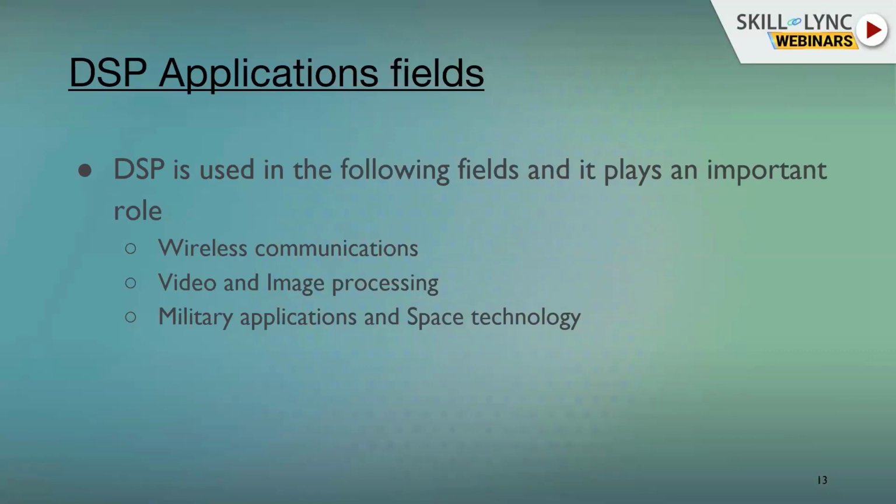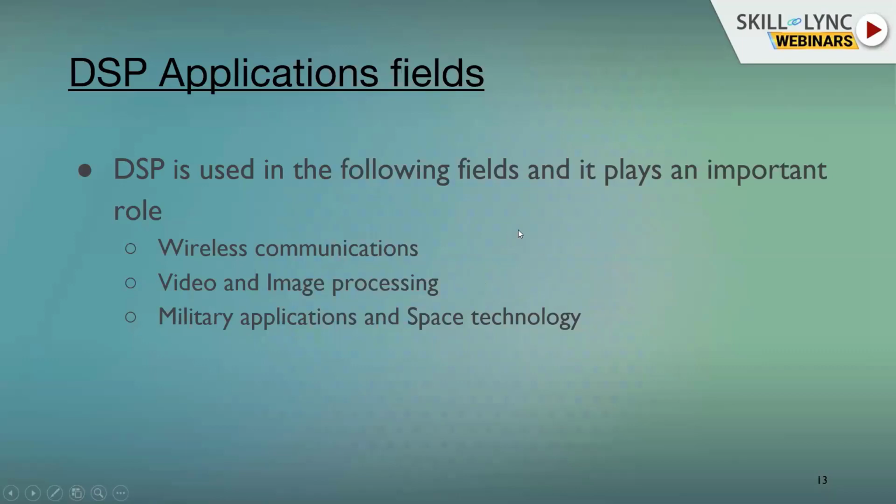Now, DSP application fields. Where exactly do we use DSP applications? In wireless communication, we use DSP extensively, 99.99% of the time. Then video and image processing also uses DSP. Sometimes we can use third-party GPUs and other things to emulate the signal, but to some extent it's all based on the DSP architecture itself. DSP is also used in audio processing, and video includes audio also.